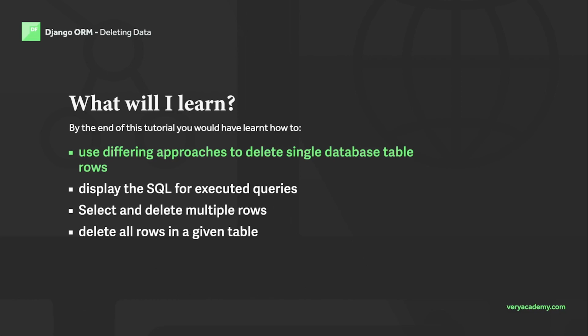I always think it's very useful for us to understand SQL in general. Although we're using the ORM manager in Django, I think progressively it helps us to understand the code in a much deeper way by understanding the SQL that's actually being executed. So I'll take you through how to display the SQL code for the executed queries. And then finally, we'll go through the basics of selecting and deleting multiple rows from a database, and then of course deleting all rows from a given table.